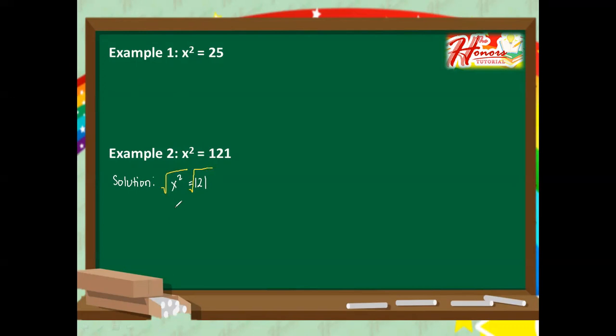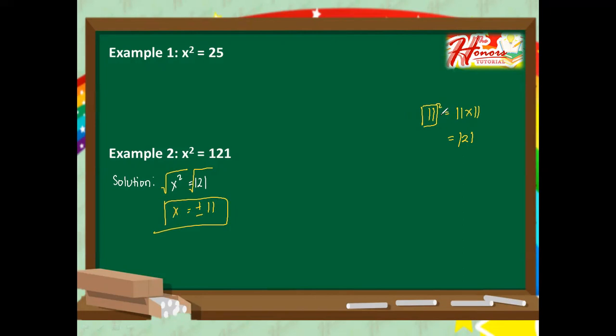Square root of x squared, that is x, and then you have to think of a number that when you raise to 2, that is equal to 121. So in this case, that is 11. So we have here positive and negative 11. Why is it 11? Because 11 squared is equal to 11 times 11, and that is equal to 121. And we are just getting the base only. Please do not include the exponent when answering.